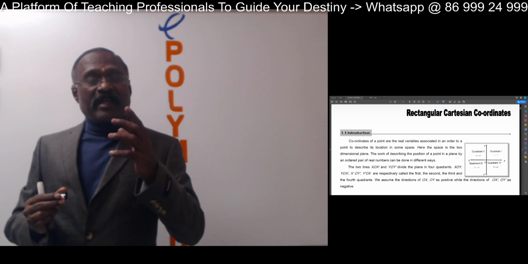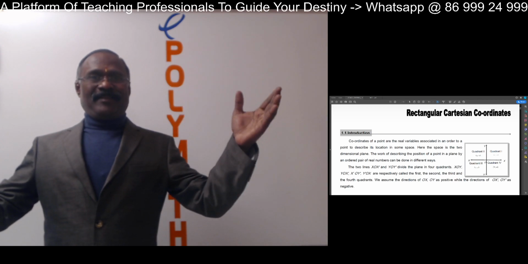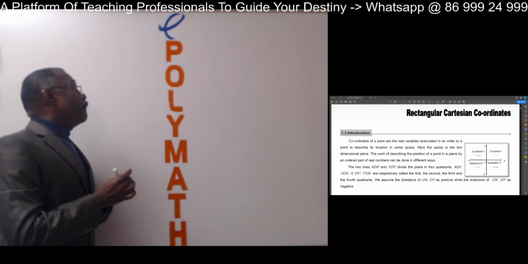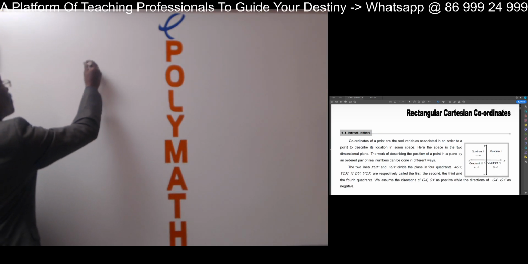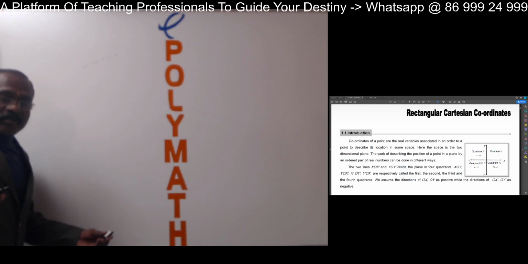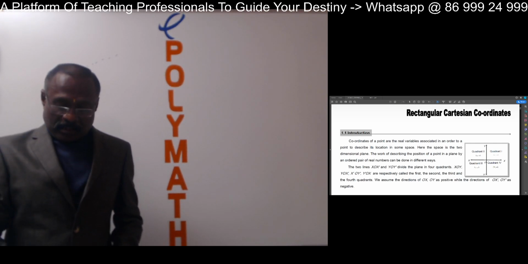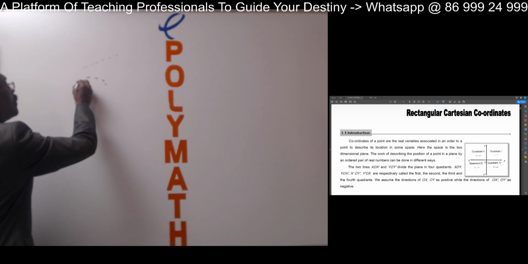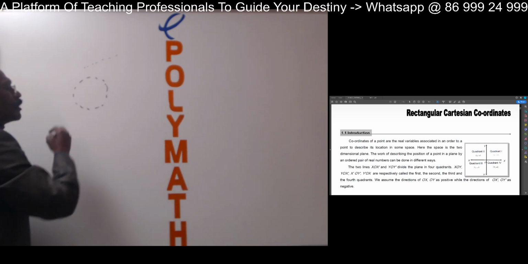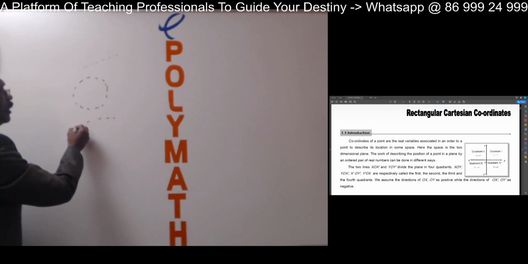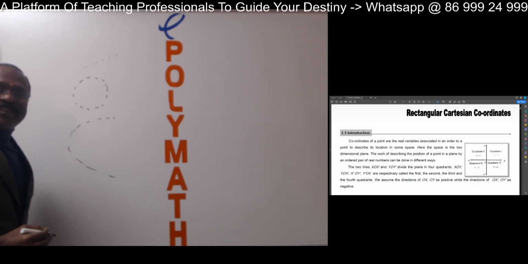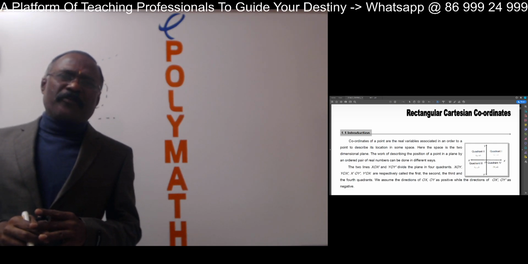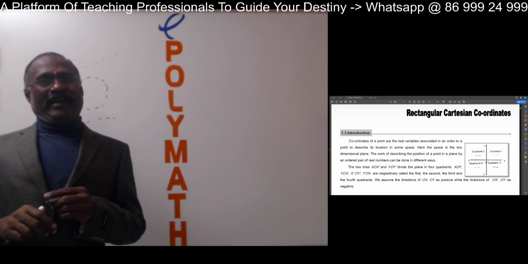Then if you take a straight line, it consists of many points. And if you take a circle, it consists of many points. If you take a parabola, it consists of many points. So whatever geometrical figure you take, it is made up of points.